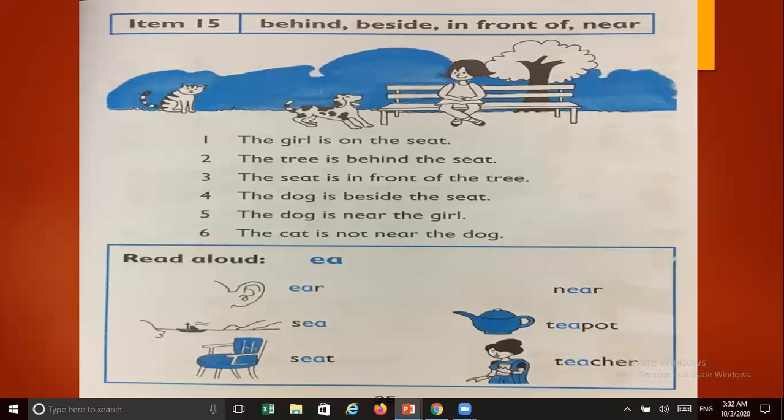After near, teapot. TEAT. Pot. POT. Teapot.